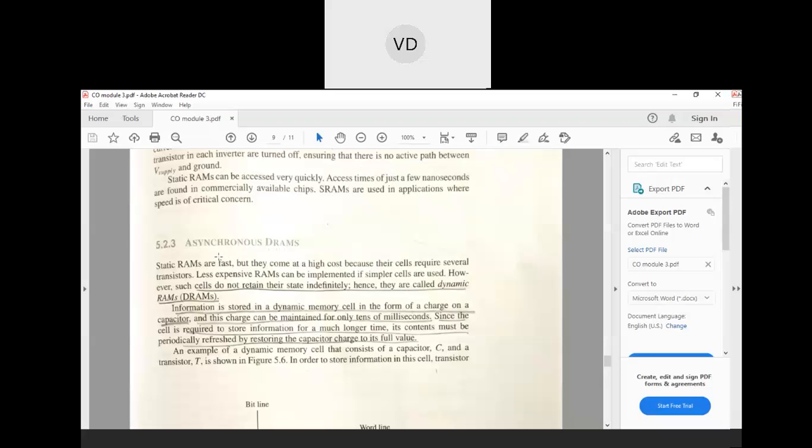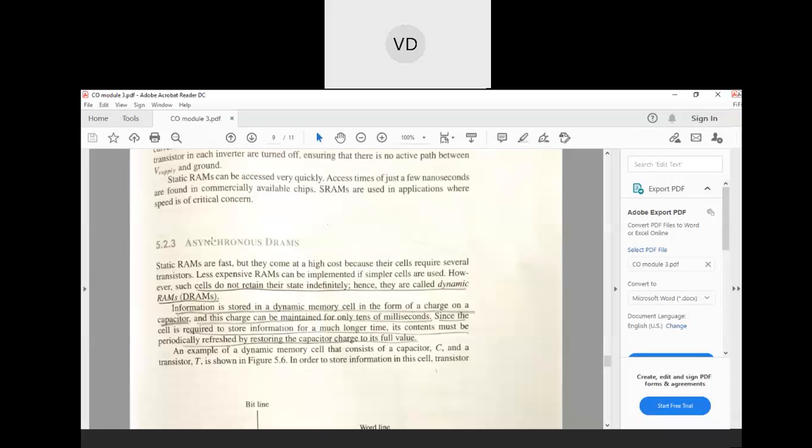See, synchronous means everything, the data transfer, takes place with the help of a single clock signal. A single clock signal will govern the data transfer from the processor to memory or memory to processor. But in asynchronous, there is no common clock signal. Everything is done by different control signals.